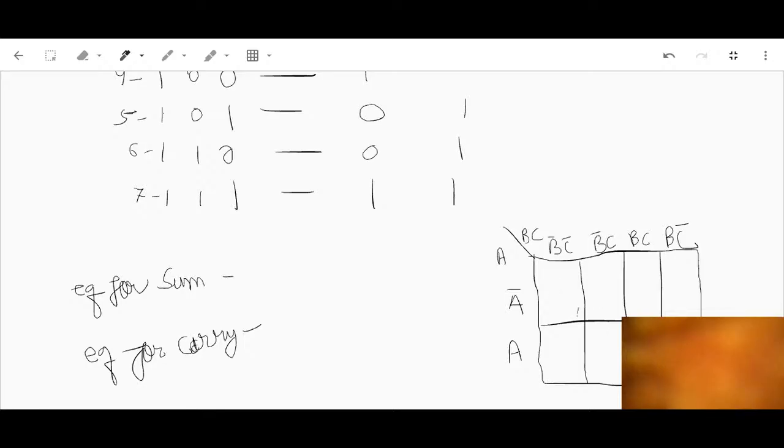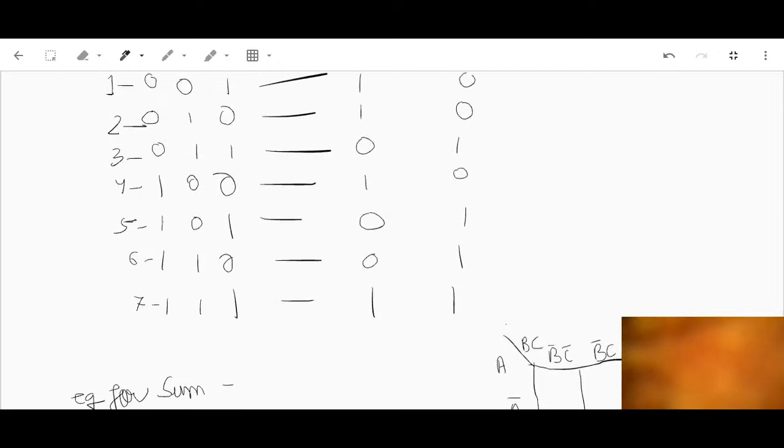And this will be 1, 2, 4, 3, 5, 6. Sorry, I'm really so sorry. This will be 0. It will be starting from 0. This will be 0, 1, 2, 3, 4, 5, 6, and then this will be 7.